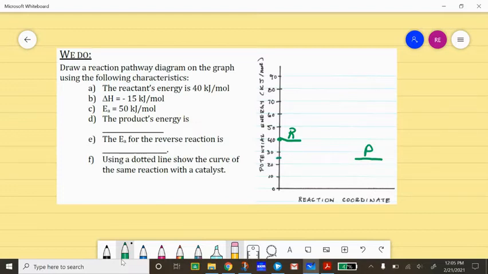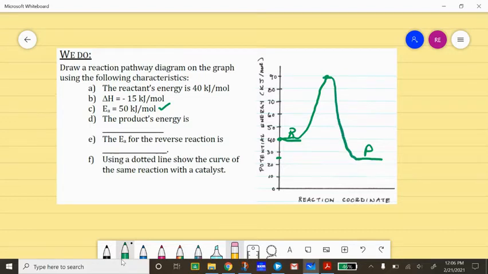So we're going to put in some activation energy here for our reactants, an activation energy of 50 kilojoules per mole. Remember, that's 50 on top of the 40 that we're starting with. So 10, 20, 30, 40, 50. So our activation energy is going to go clear up to here. We're going to form our activated complex up here, and then we're going to come down to our products.